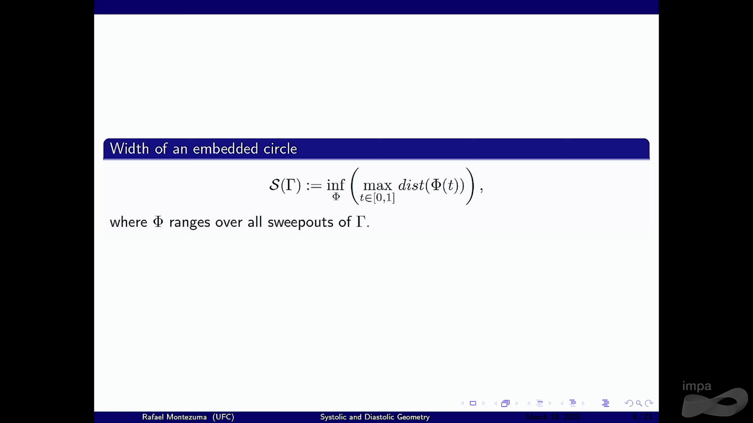So they are paths defined in this way, and you do the usual. You construct the usual min-max invariant. For each sweep out, you maximize the distance, and then you take the infimum over all sweep outs, and you hope to show that this is a critical value of the distance function, and to get some results after that.